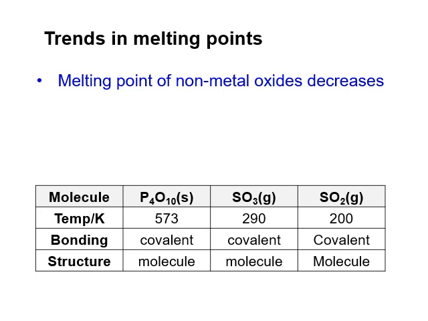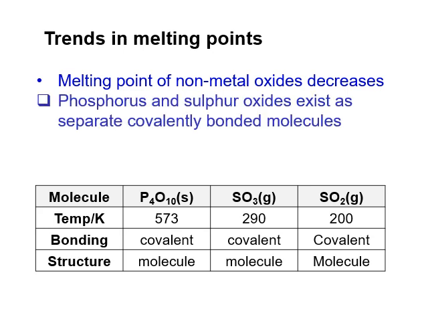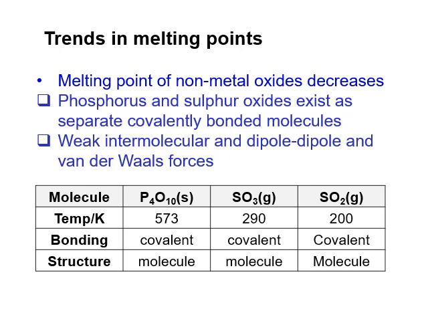Looking at oxides of phosphorus and sulfur then, these are simple molecular or covalently bonded molecules. So in between those molecules, we've only got weak intermolecular forces. We've got dipole-dipole and we've got van der Waals, both of which are very, very weak. So there's not going to be a lot of energy needed to overcome those weak intermolecular forces. So they have much lower melting and boiling points.